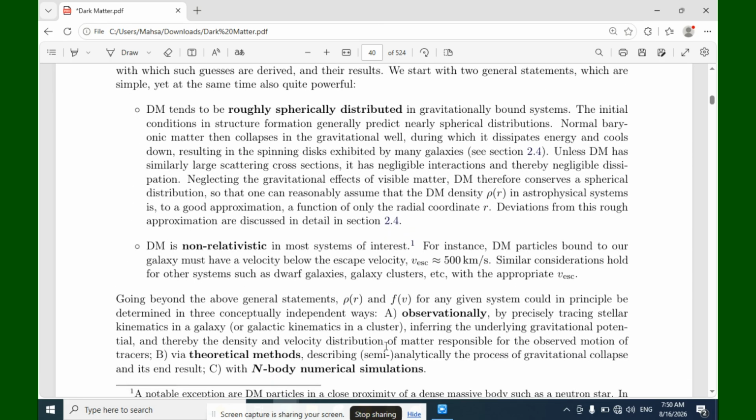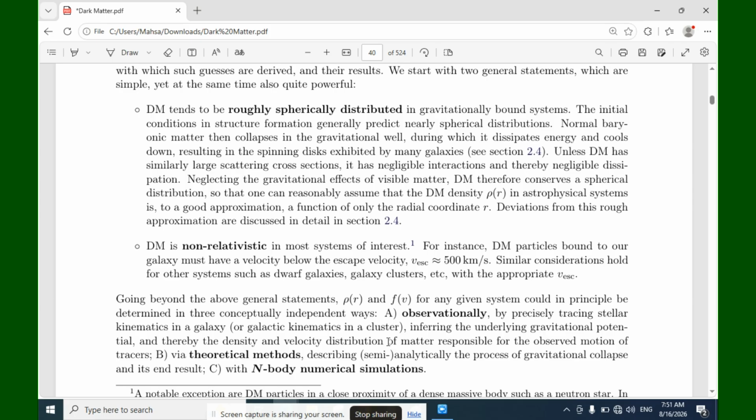Dark matter tends to be roughly spherically distributed in gravitationally bound systems. The initial conditions in structure formation generally predict a nearly spherical distribution. Normal baryonic matter then collapses in the gravitational well, during which it dissipates energy and cools down, resulting in the spinning disks exhibited by many galaxies, see section 2.4. Unless dark matter has similarly large scattering cross sections, it has negligible interactions and thereby negligible dissipation, neglecting the gravitational effects of the visible matter.